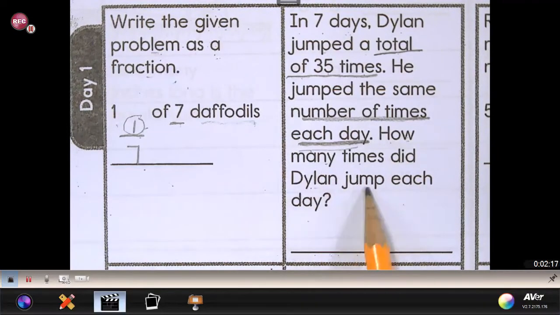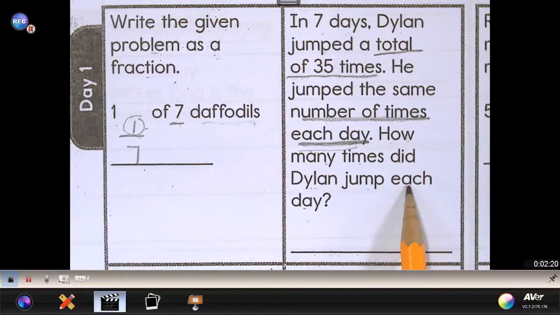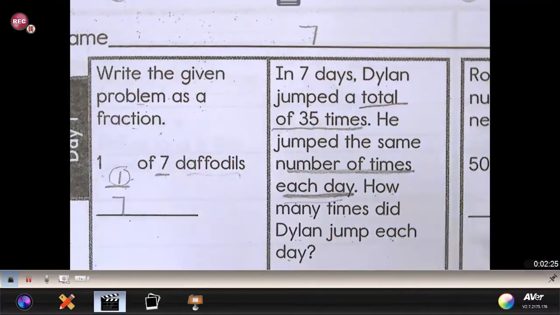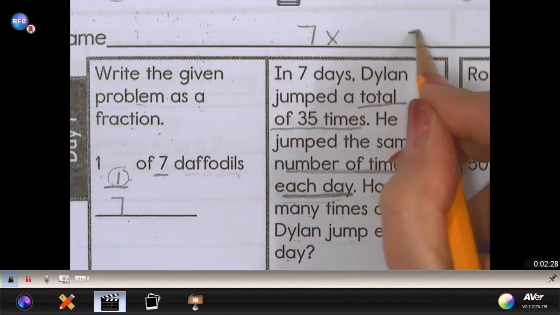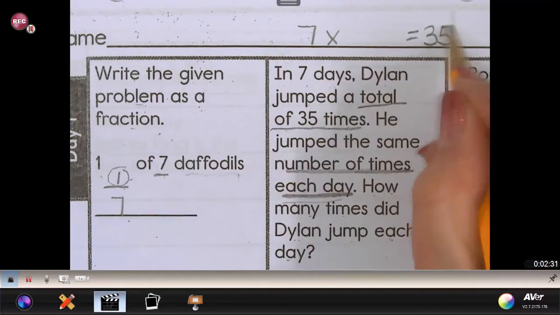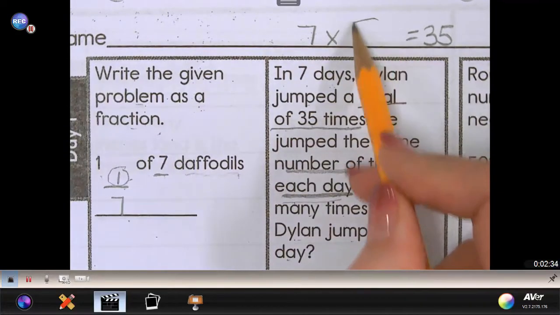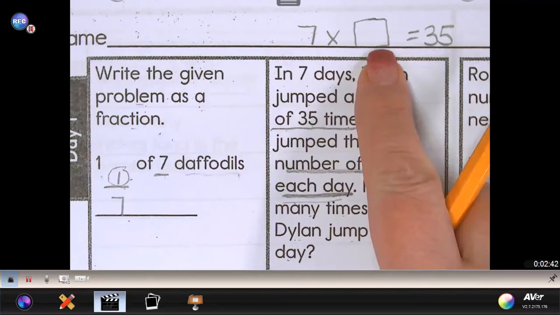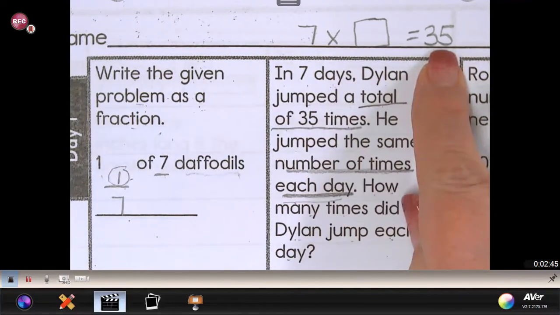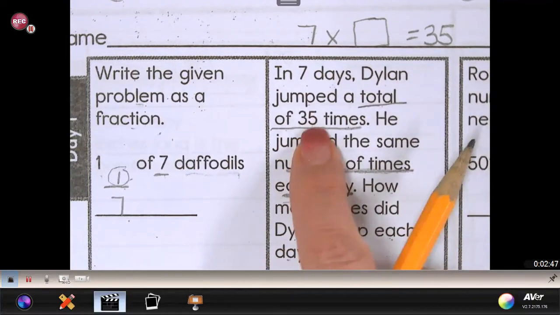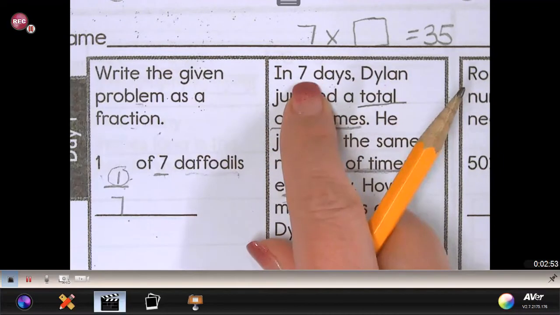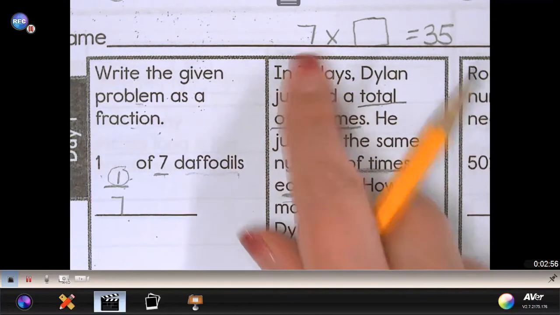So then it asks us, what are we trying to find? How many times did Dylan jump each day? So we know the total days. We know the groups, those are our days. We know the total jumps is 35. We don't know how many times he jumped each day. Well, if we're missing a factor, we also know that we can use division. And why is this division? Because we have our total, 35 times. We're going to take that 35 times and divide it equally between the 7 days, which are our groups.